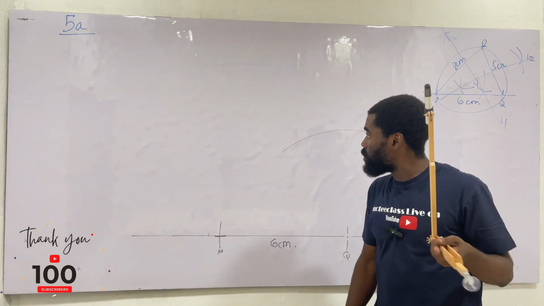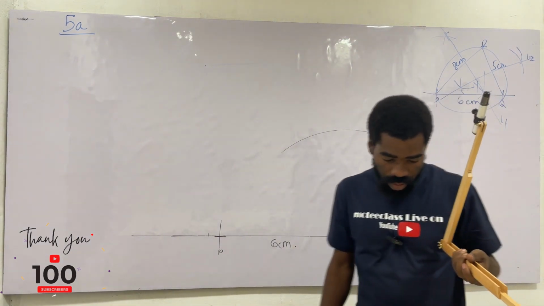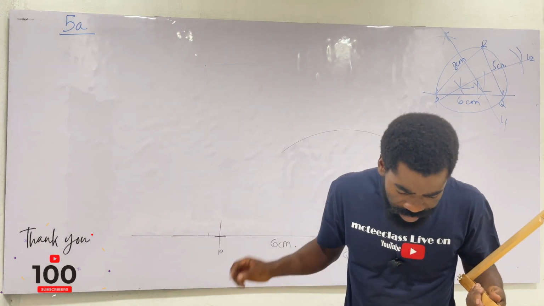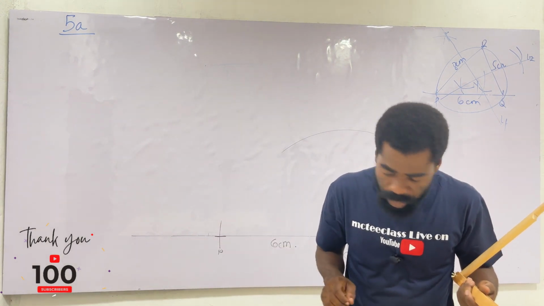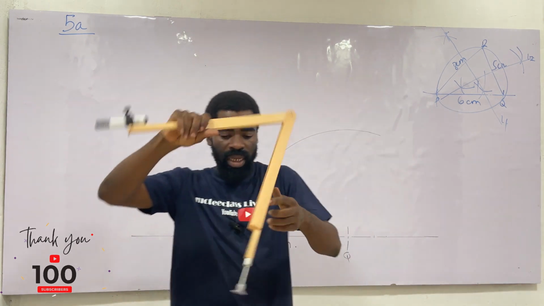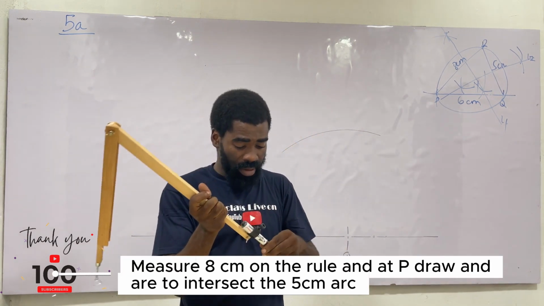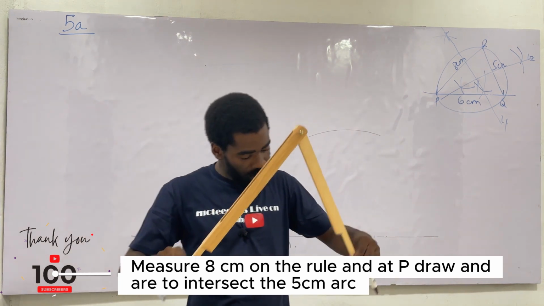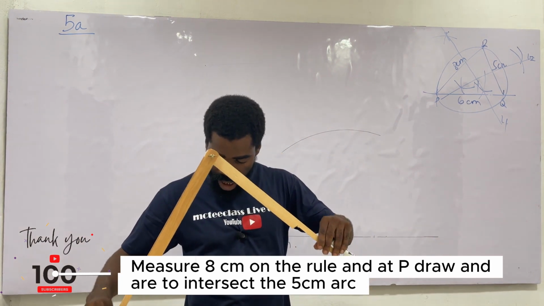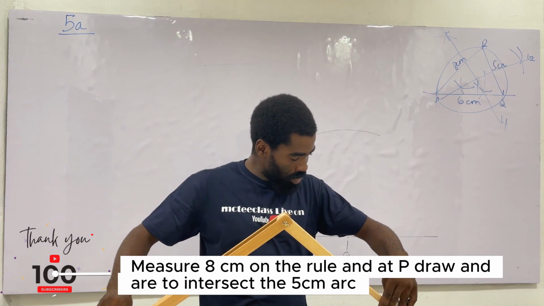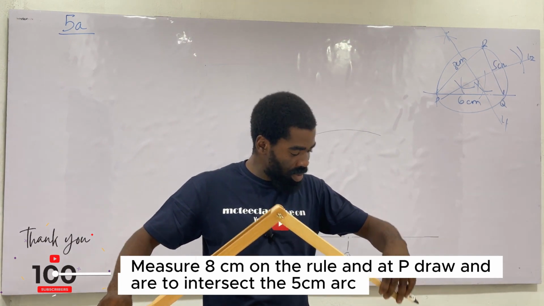Okay, so let's go. Now then we have PR 8 cm. So now PR is 8 cm. Let's go. I hope you are measuring. Take your tools and let's work. PR is what? I have to do the work. So I measure 8 cm from here.